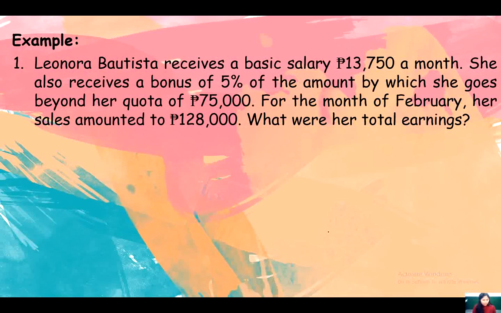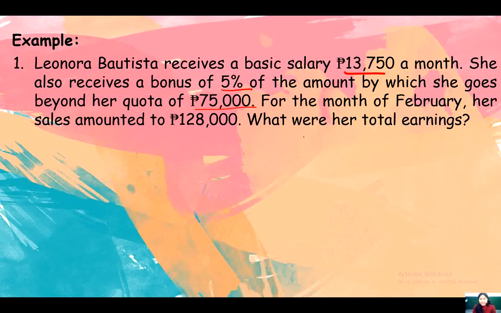Let's have an example. So, we have Leonora Bautista who receives a basic salary of 13,750 a month. Okay, she also receives a bonus of 5% of the amount by which she goes beyond her quota of 75,000. So, ang quota niya, 75,000. Okay, for the month of February, her sales amounted to 120,000. So, noong February, ang sales amount niya is 120,000.